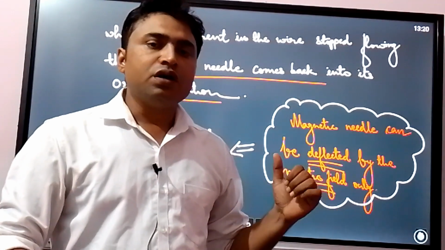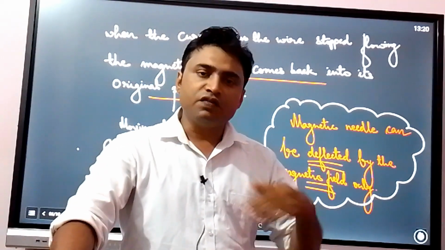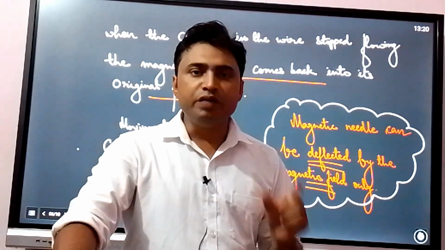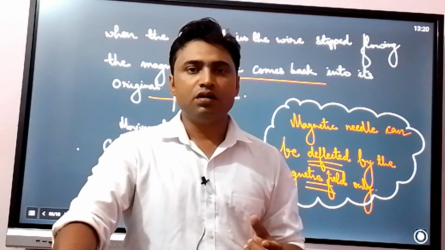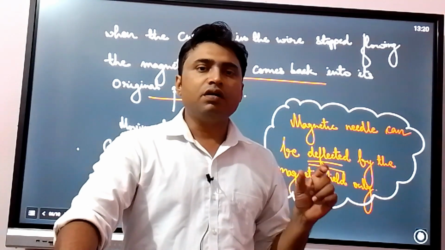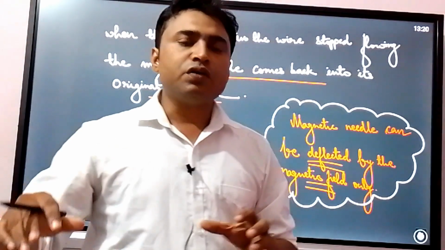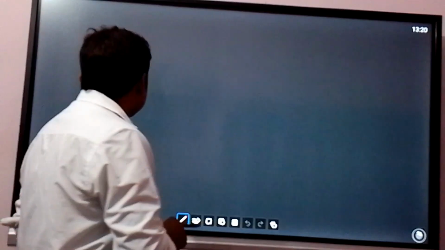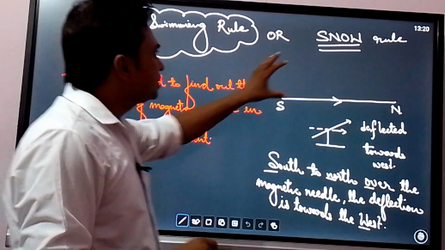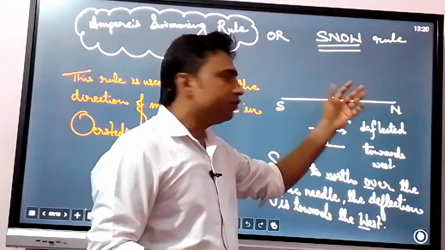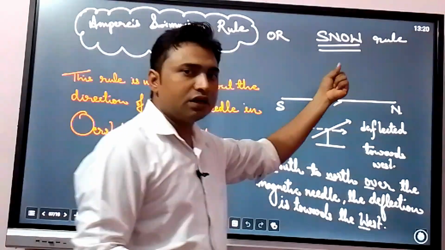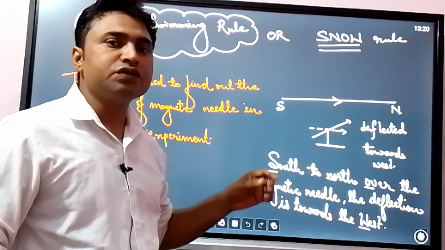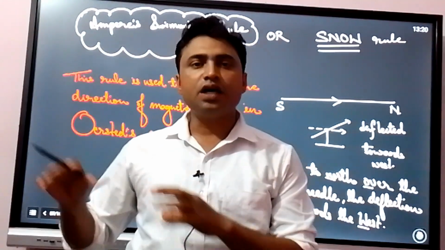So there is a rule, with the help of which we can find out the deflection of the magnetic needle, and that rule is known as the Ampere swimming rule or SNOW rule. We will now discuss what the Ampere swimming rule and the SNOW rule are. Both mean the same thing, and are used to find out the direction of deflection of the magnetic needle in Oersted's experiment.